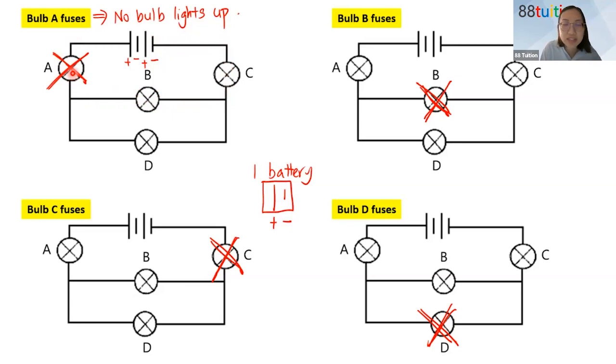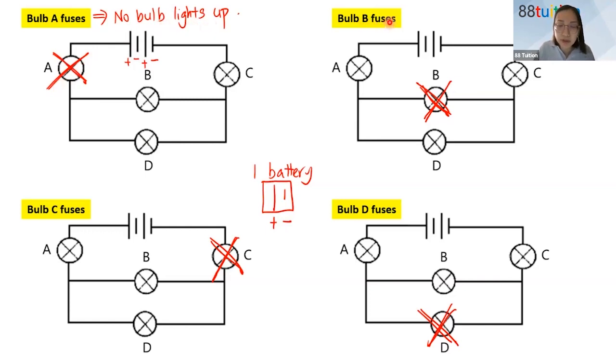No, the current is very intelligent. The current knows there's no closed circuit. The current will not even come out from the battery. So zero current will come out, because there's no closed circuit. You can try here. No closed circuit here because bulb A fuses. You can try the longer way. Also, you cannot go back to the other end of the battery because bulb A fuses. So no bulb lights up.